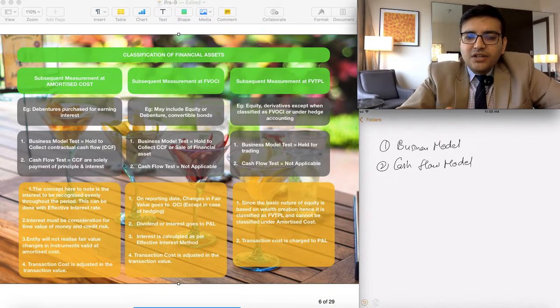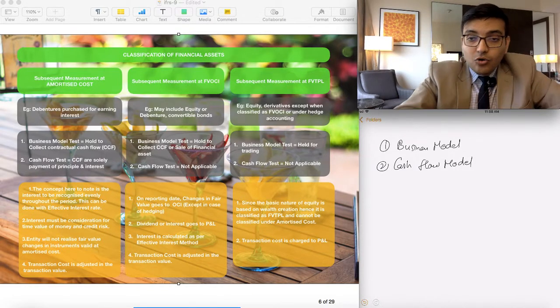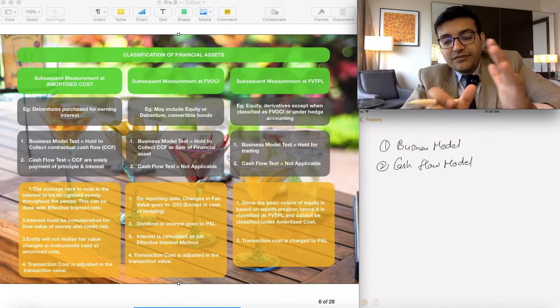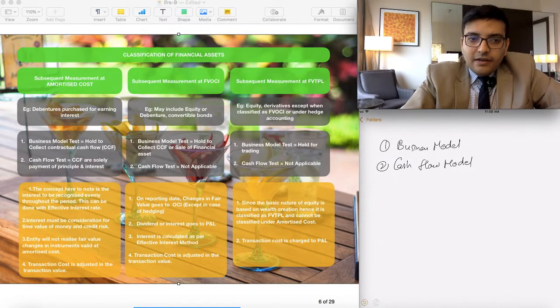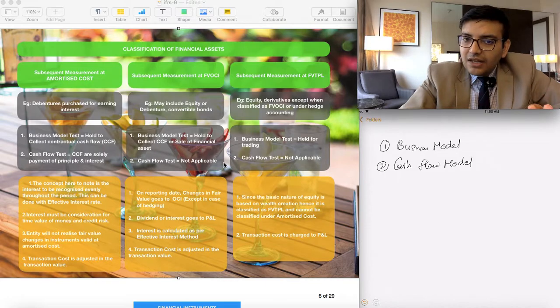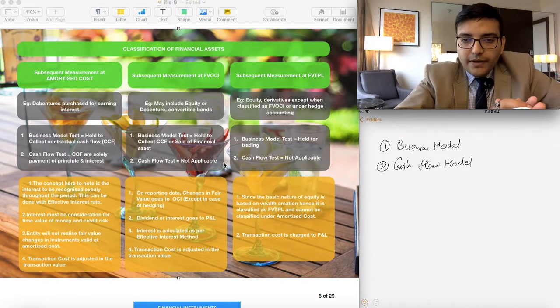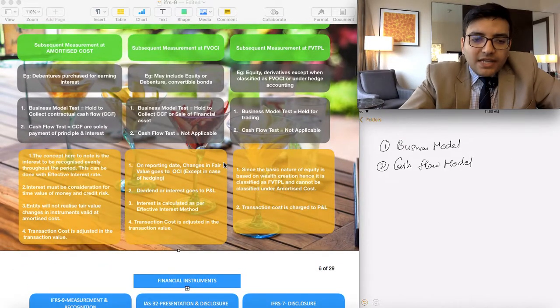So there's nothing sure, but two things are very sure: that equity will not be classified as amortized cost, and debentures will not be classified as FVTPL, right? These two things are for sure. The rest is based upon these two tests. Okay, are we clear about that? I think we have understood everything in this slide, and we have understood the classification of assets based on the two models.